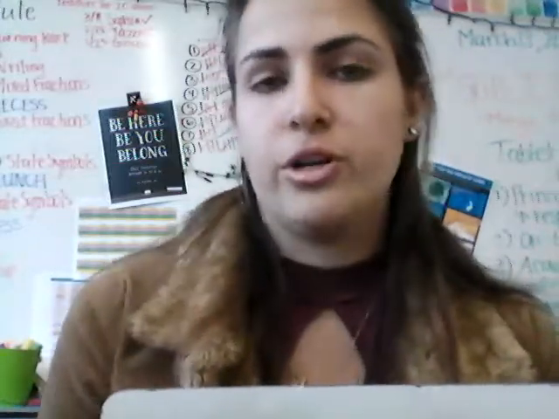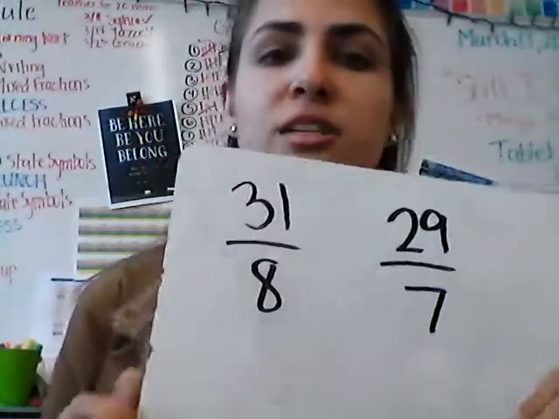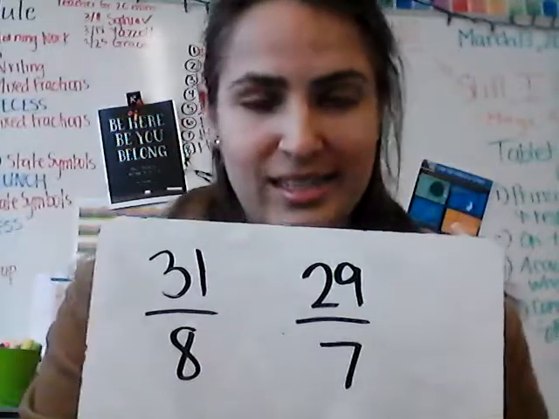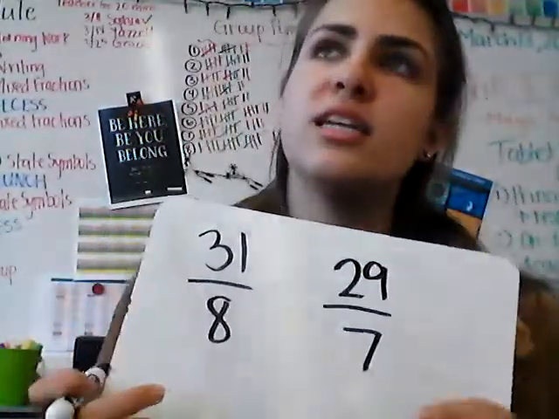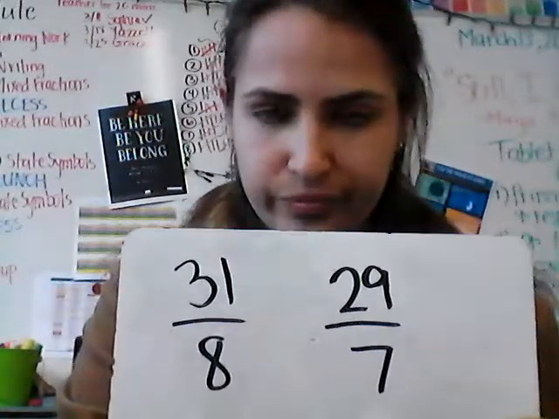So on your whiteboard or your piece of paper, whatever you're writing with, I would like for you to write down these two fractions. We have 31/8 and 29/7. Now we want to compare these fractions using greater than, less than, or equal to.